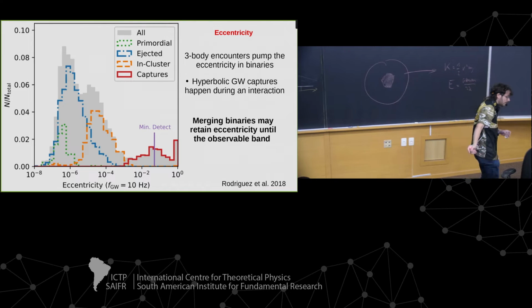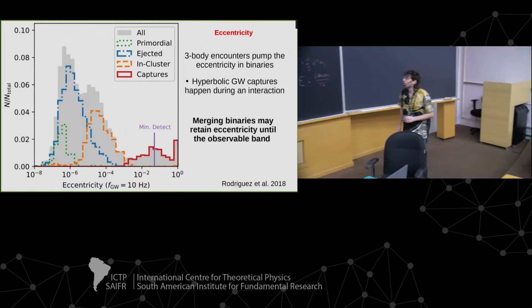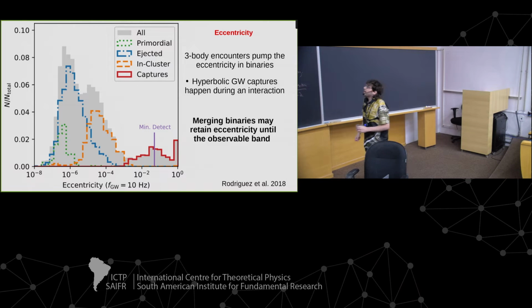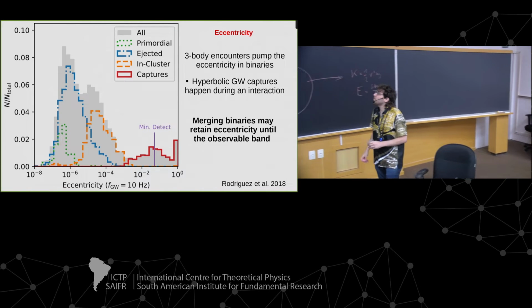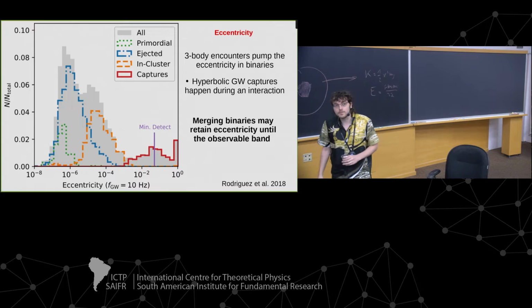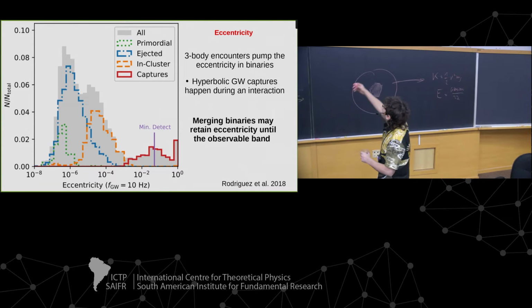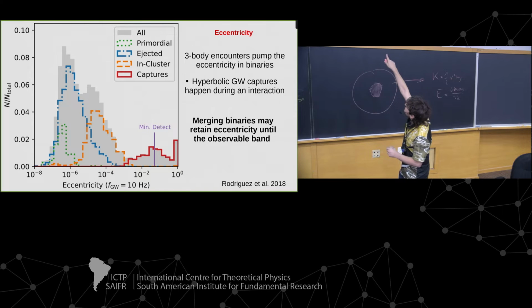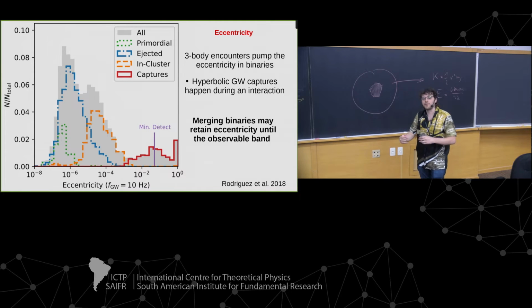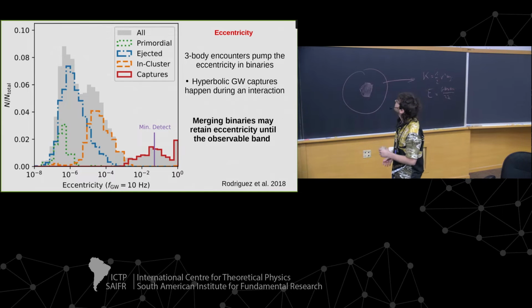And the eccentricity is the most important feature of the dynamical channel. And in this plot, you see the expected eccentricity distribution when these binaries enter the observable band. And all these sub-distributions all come from the dynamical channel, but from different sub-channels, from different kinds of trajectories or interactions.